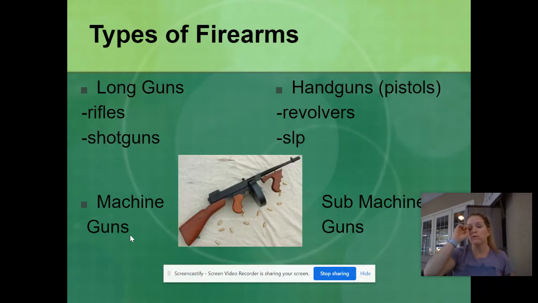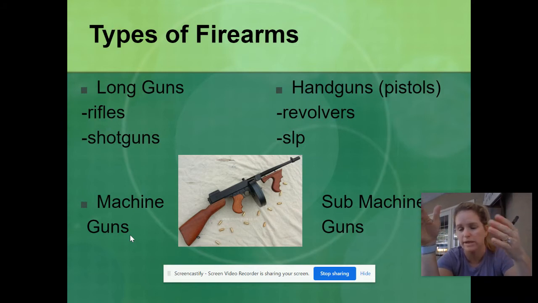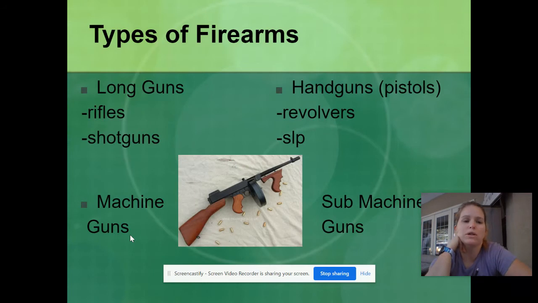Okay, so let's talk about types of firearms. The big categories are long guns, and then guns that are not long guns, right? Long guns, and we'd call the others handguns or pistols. Those are two ways to say it. So when we look at long guns, what's the difference between a rifle and a shotgun? Think about that right now. Can you answer that in your head? The difference between a rifle and a shotgun.